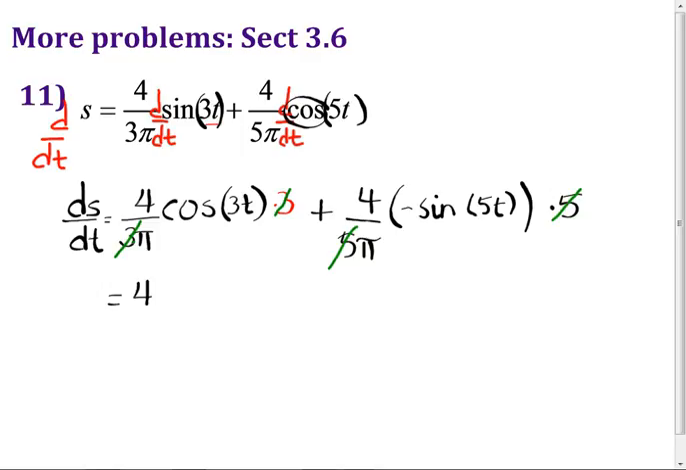So it's going to be 4 cosine of 3t. Oops, forgot the pi. We never want to forget the pi, do we? Plus or minus 4 pi sine of 5t, because I had a negative sign right there.